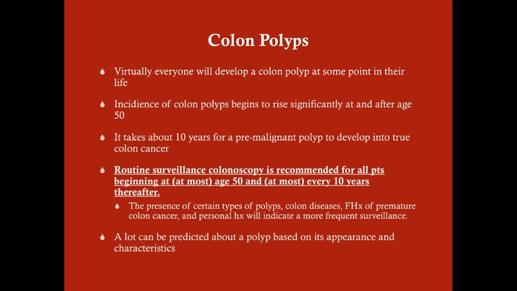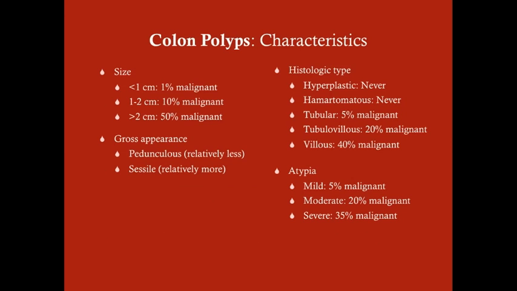So a lot can be predicted, as you've probably gathered, about a polyp based on its appearance and characteristics. And by characteristics, I mean histologic characteristics. So some of these things are really important to know, and for the USMLE, I would say these three here, not so much atypia, because that's something you would see on a Step 1 histology slide. But it's important to know that size plays a big role in whether or not that polyp is likely cancerous. So if it is less than 1 centimeter, you can almost for sure say that that polyp is non-malignant. 1% chance or less of being malignant.